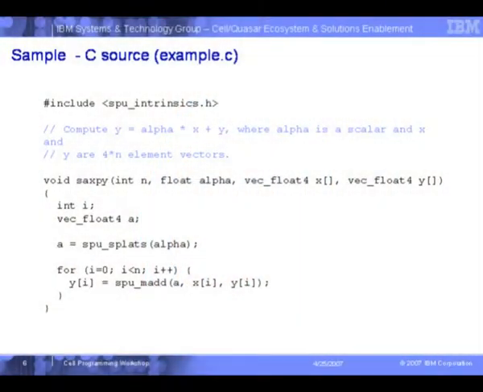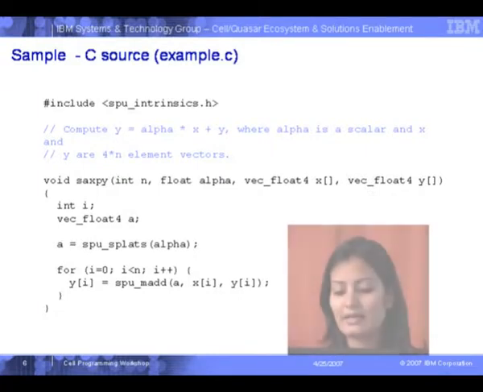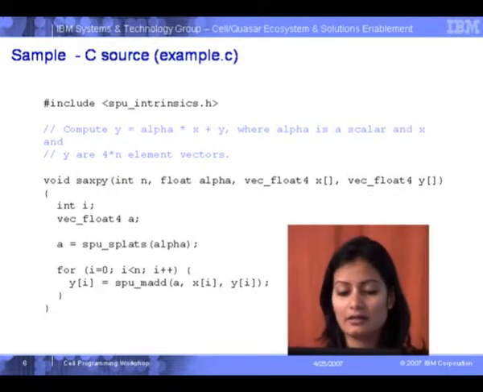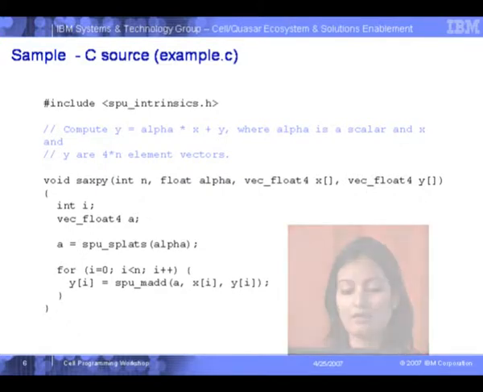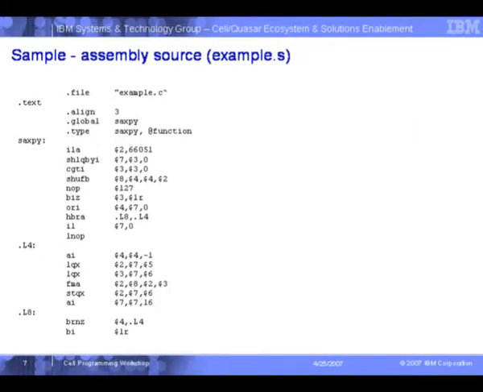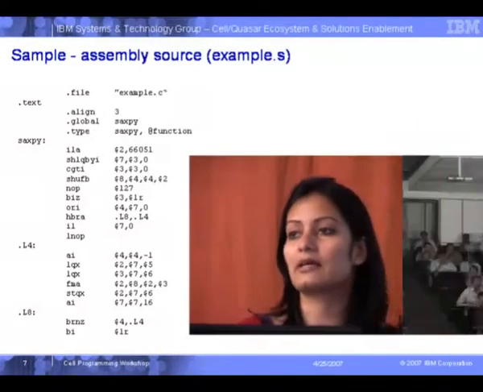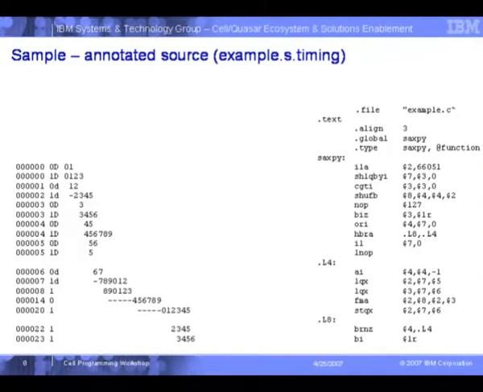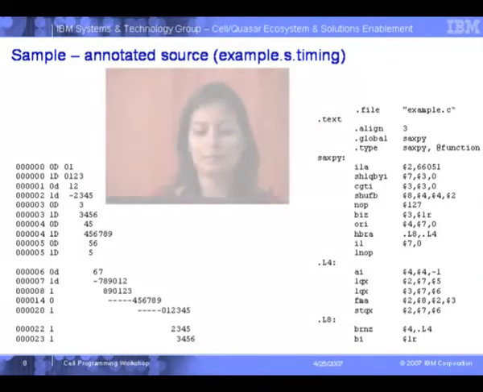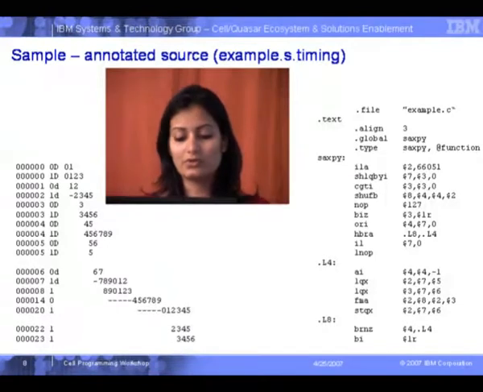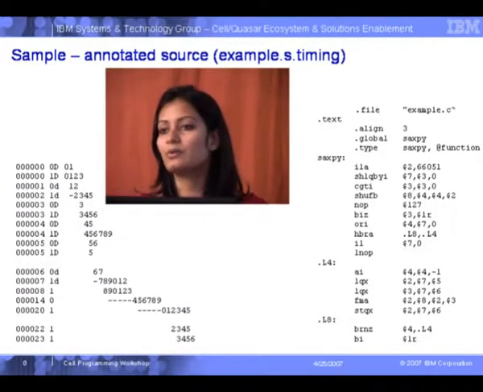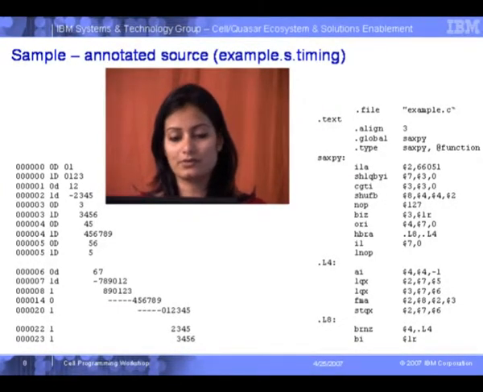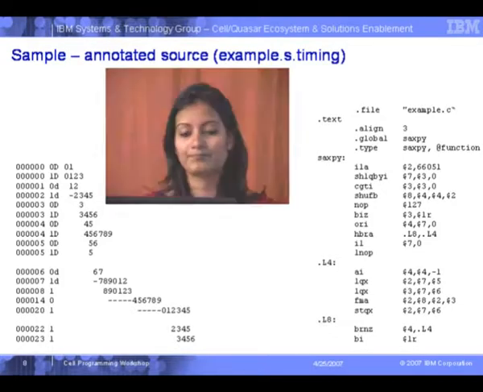And then you do a multiply add. It multiplies x[i] and y[i], and then adds it to A. So this is what this simple scalar code is doing. Once the assembly code is produced, this is how a typical assembly file looks for any source code, a simple C program. Now this is the annotated source, example.s.timing. That was example.c, and this is the annotated source code. Now let's look at the different features and how to understand what this timing file is saying.